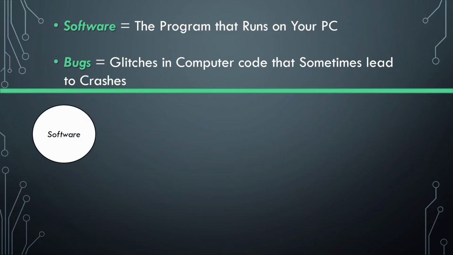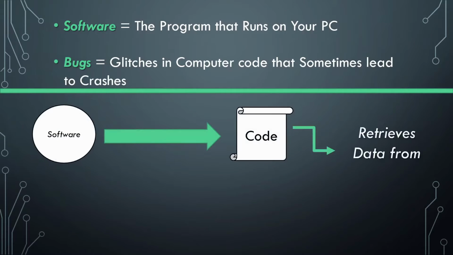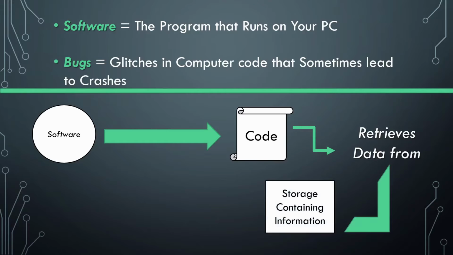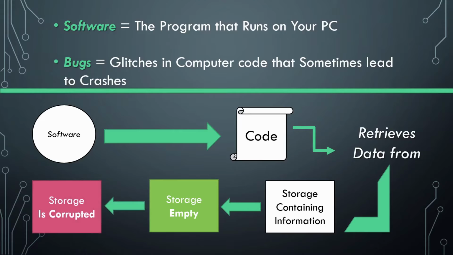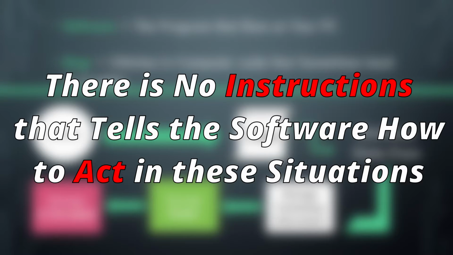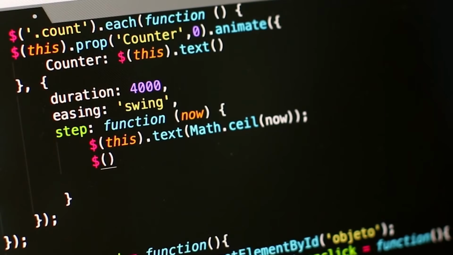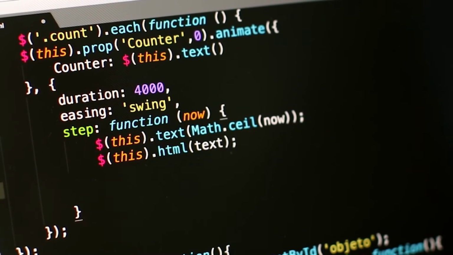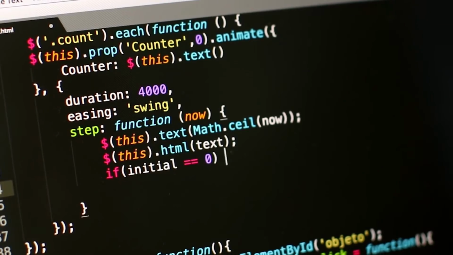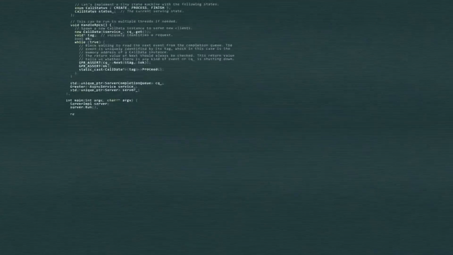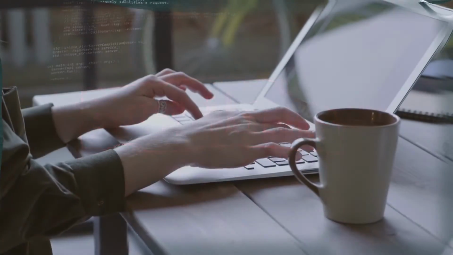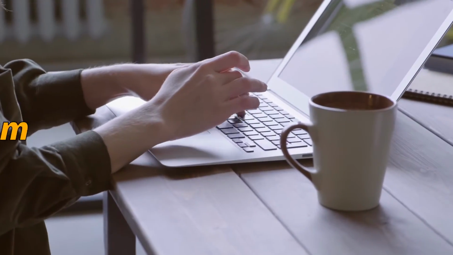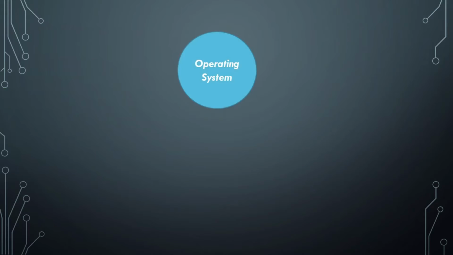For example, the software might have code that retrieves data from its storage, but if this storage is empty or corrupted, the software will not know what to do, because there are no instructions that tell it what to do in these situations. Remember, software follows instructions written by humans. If this software meets a situation where it doesn't know how to act, it will freeze your screen and your computer has officially crashed.